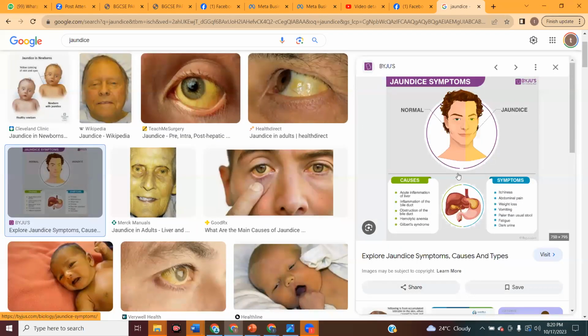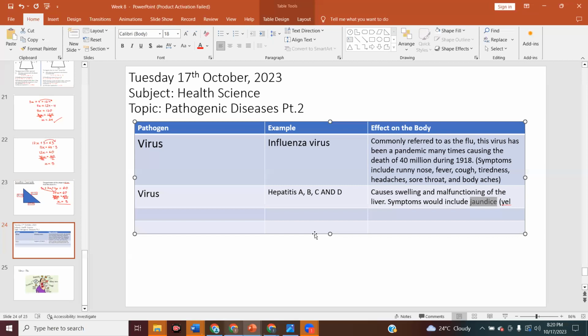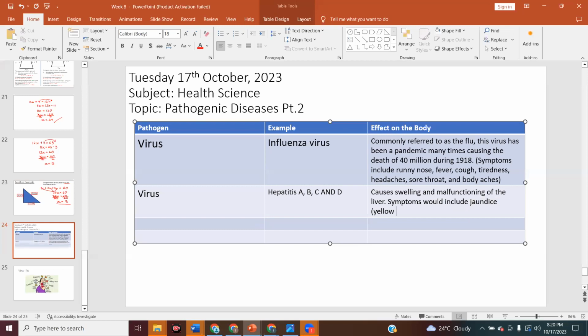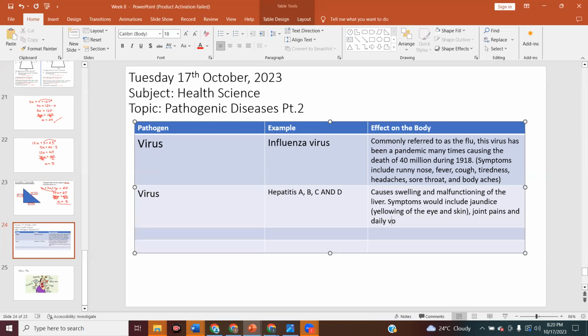So it's because of the liver. The liver has a problem. Like we said, people with hepatitis have a malfunction of the liver. So jaundice is when you have a yellowing of the what? Of the eyes. Of the eye. Also they could go in the sun and try to clear it. Yes, that's true. If you go in the sun, that's correct. So joint pains and daily vomiting, right? That's not nice. All right, so that's hepatitis.